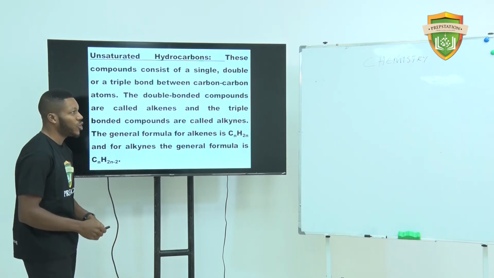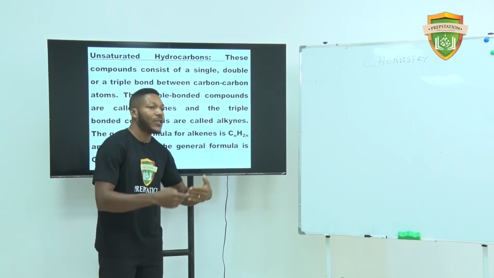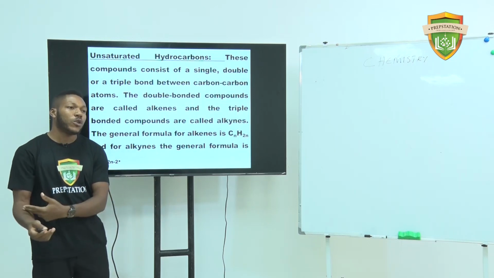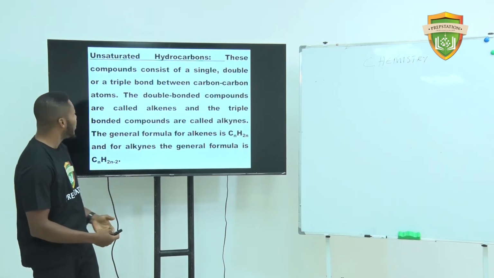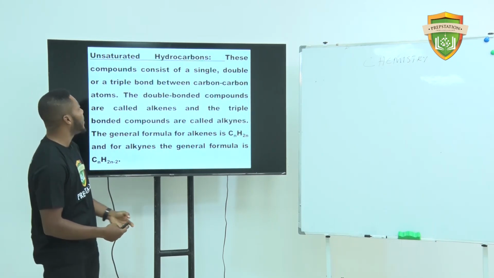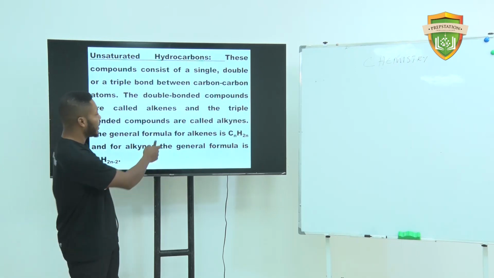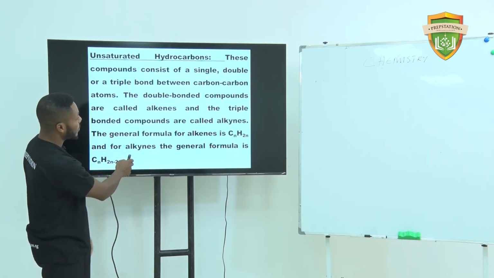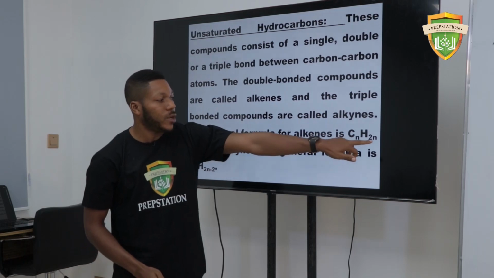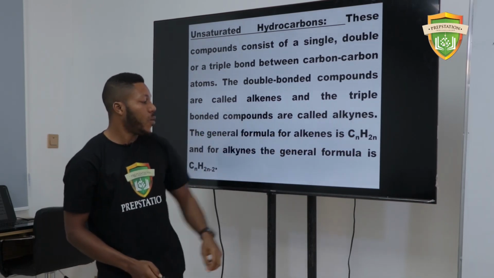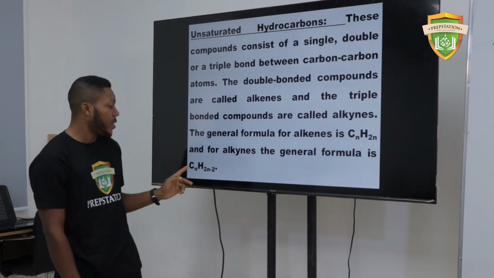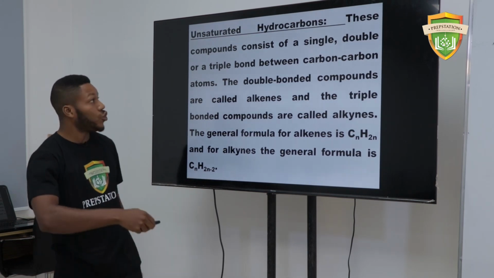We also have the unsaturated hydrocarbons. These are hydrocarbons which contain either a double bond or a triple bond in between their straight chain. For example, we have the alkenes and the alkynes. The alkenes and alkynes are the major examples of unsaturated hydrocarbons, meaning that alkenes contain a double bond, and the general formula for alkenes is CnH2n. While the alkynes contain triple bonds, and the general formula is CnH2n minus 2. All right.